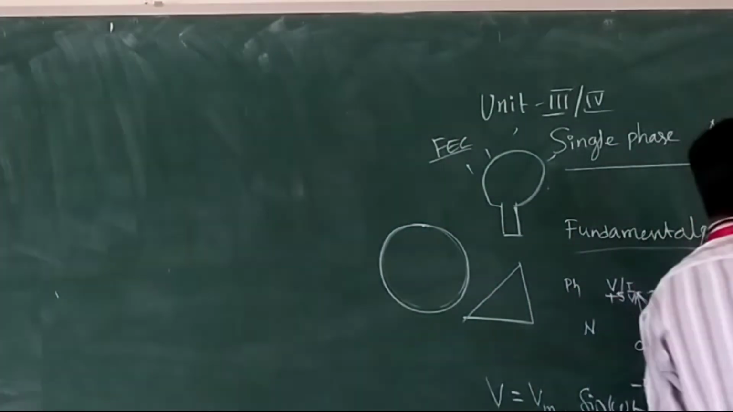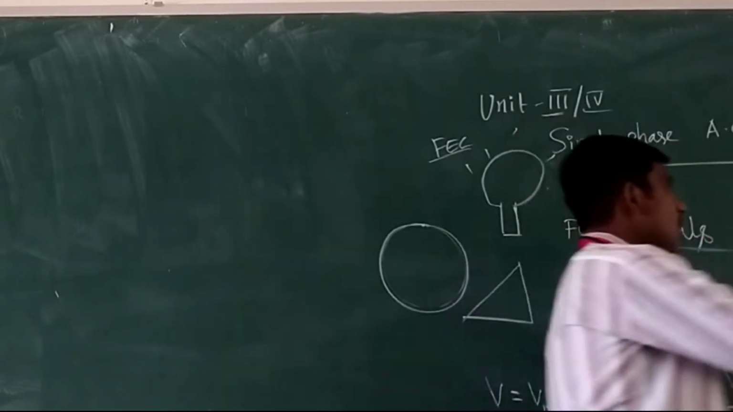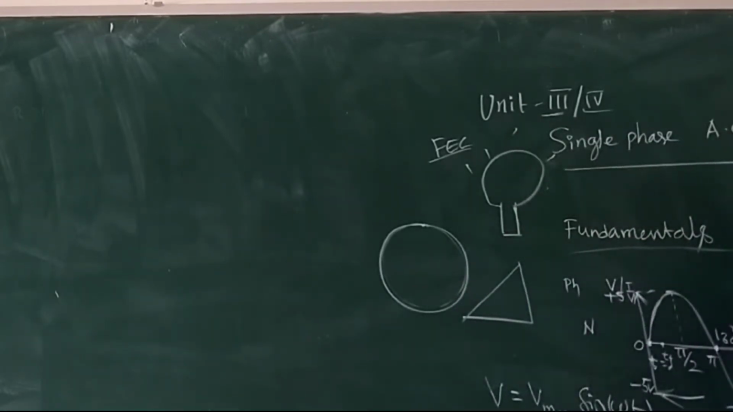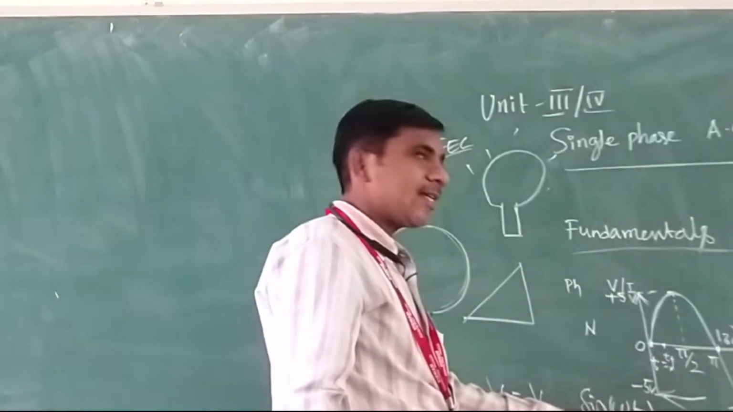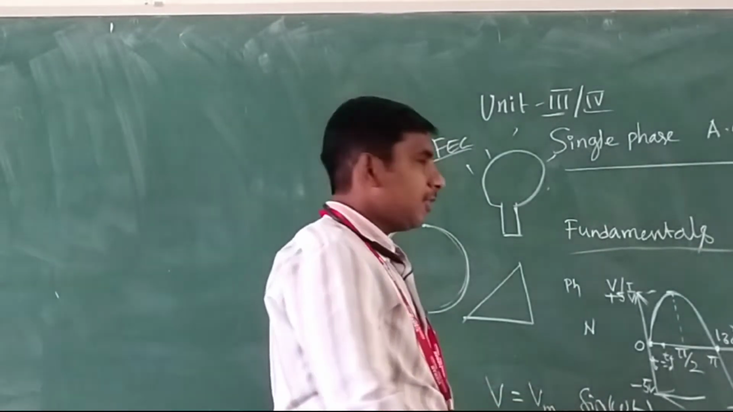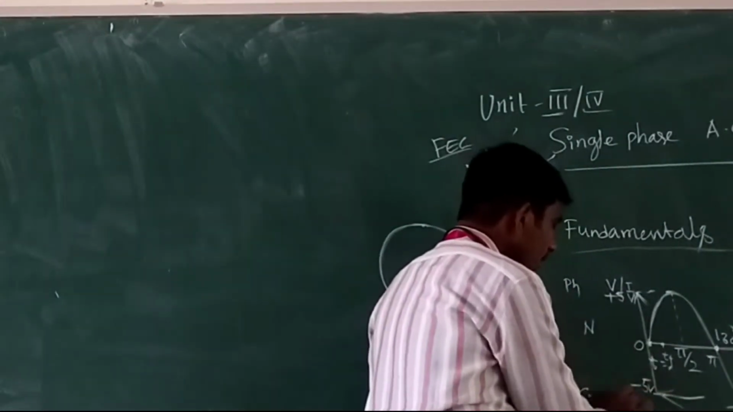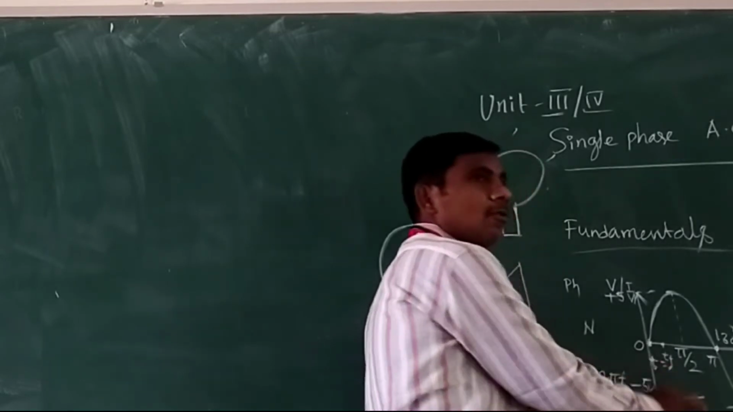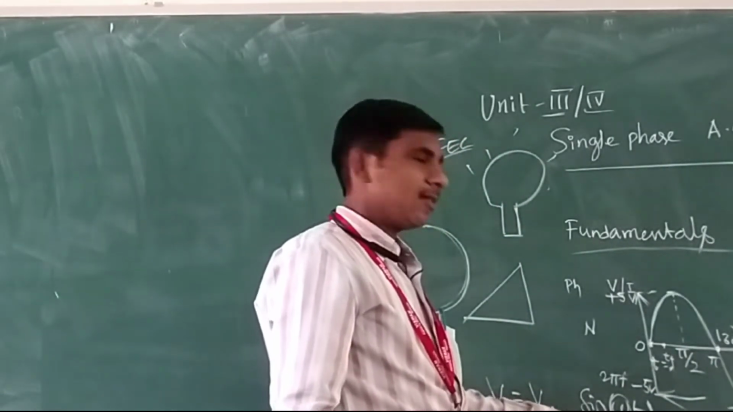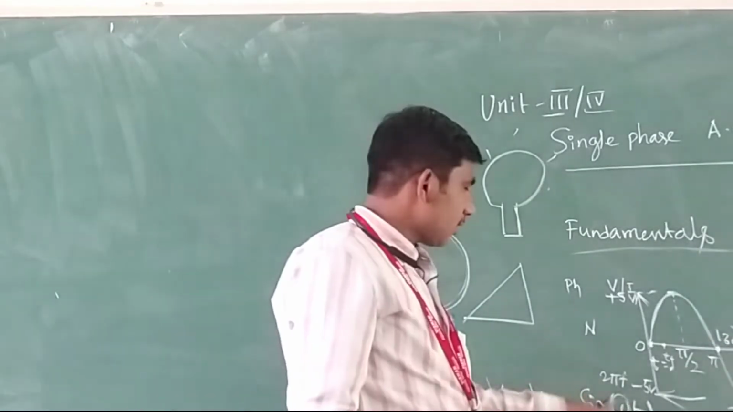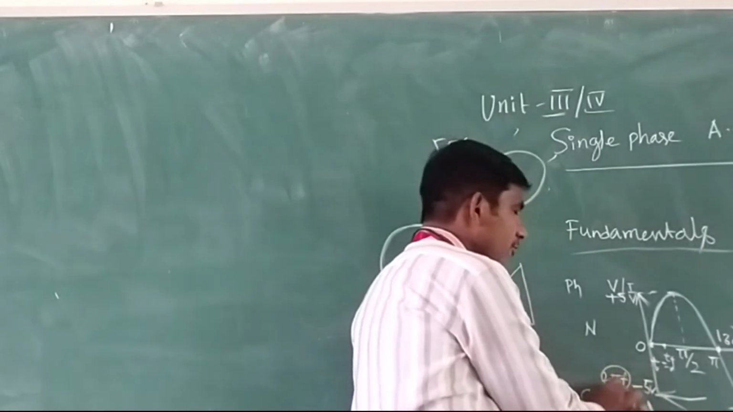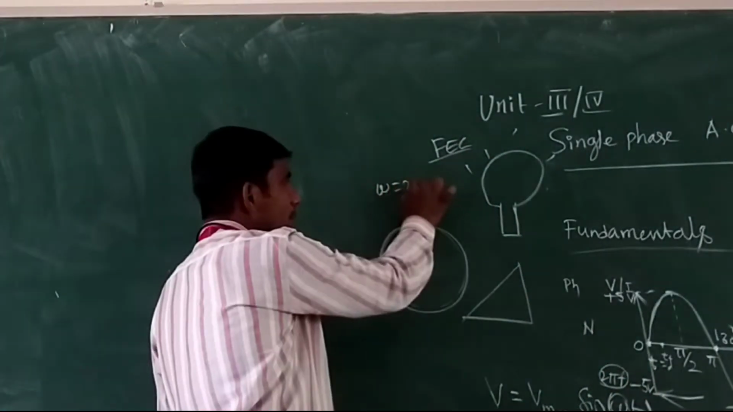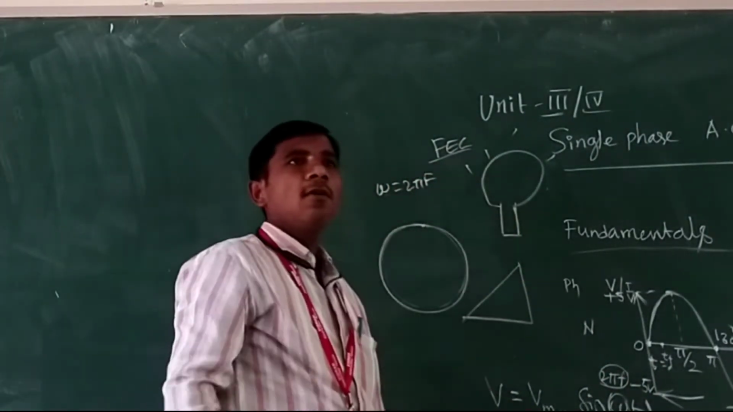What are the definitions? First we have to know what an alternating quantity is. That is the AC quantity. Any quantity which varies with respect to time is called an alternating quantity. If it obeys the sine rule, then we can write it as V max sin omega t. Omega is the angular frequency. Omega is 2 pi f. What is the formula for omega? 2 pi f.